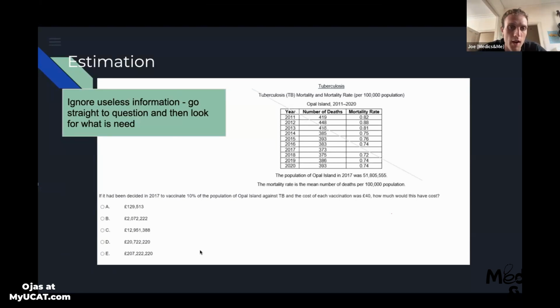You've got 129,000, 2 million, 12 million, 20 million, 207 million. So they're completely different quantities. So we know we can really rely on our rounding and mental maths essentially here. So let's take a look.